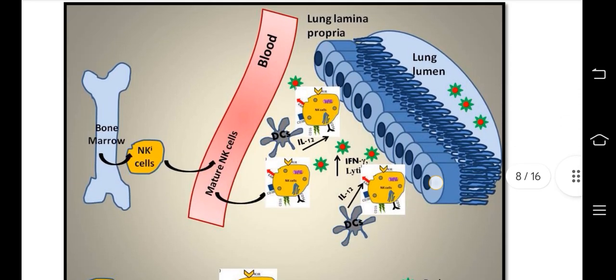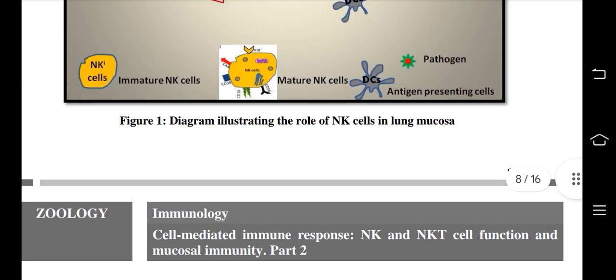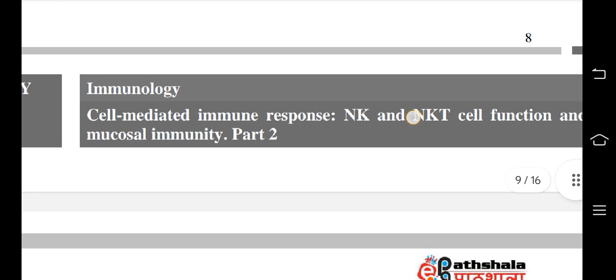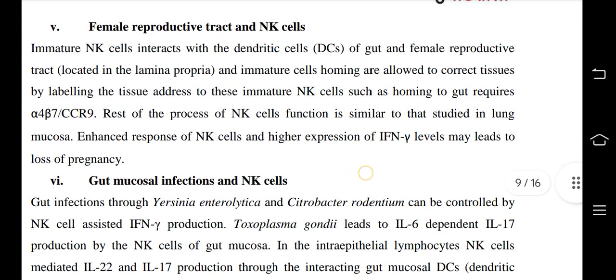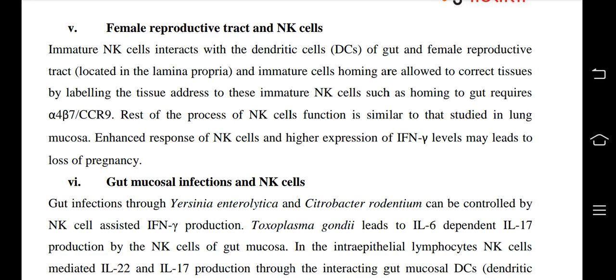Bone marrow NK cells, naturally mature NK cells, blood, lung lamina propria, lung lumen. Illustration of the role of NK cells in lung mucosa and female reproductive tract. Immature NK cells interact with the dendritic cells of the gut and female reproductive tract located in the lamina propria, and immature cell homing to correct tissues is allowed by labeling the tissue address on the immature NK cells, such as homing to gut requiring alpha 4 beta 7 and CCR9. The rest of the process of NK cell function is similar to that studied in lung mucosa. Enhanced response of NK cells and higher expression of IFN gamma levels may lead to loss of pregnancy.